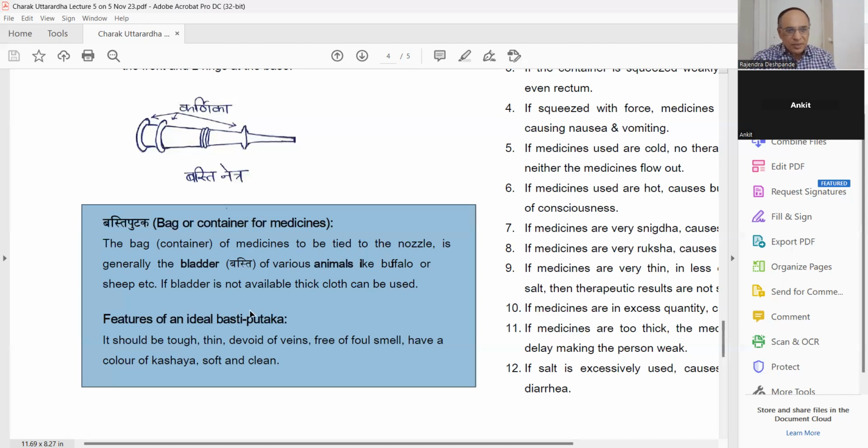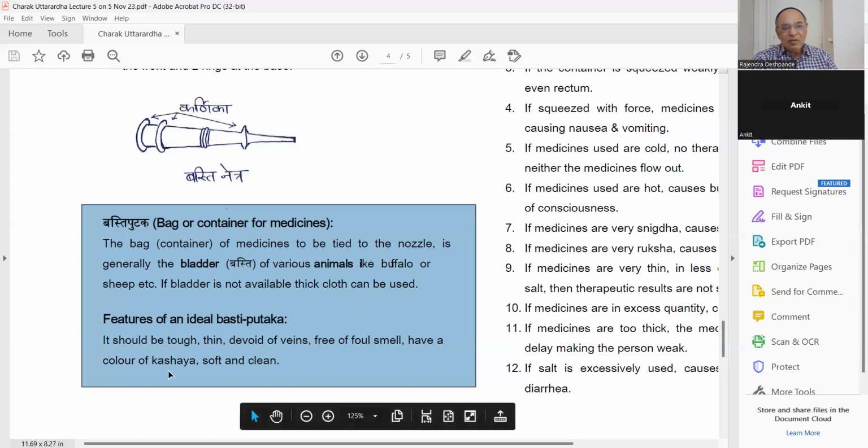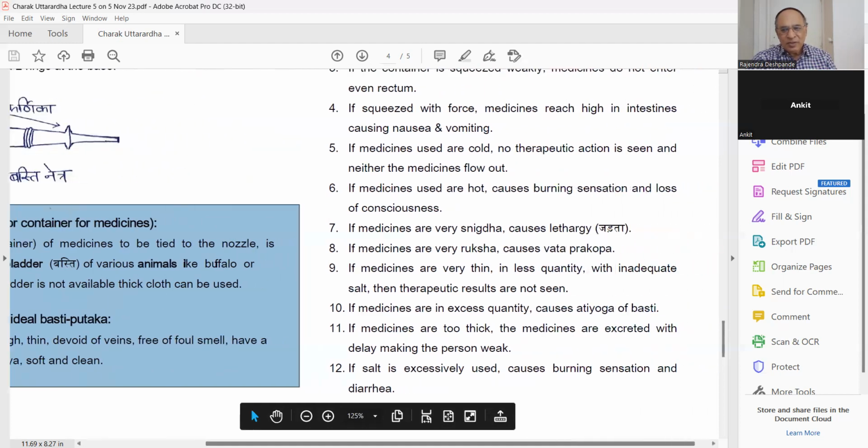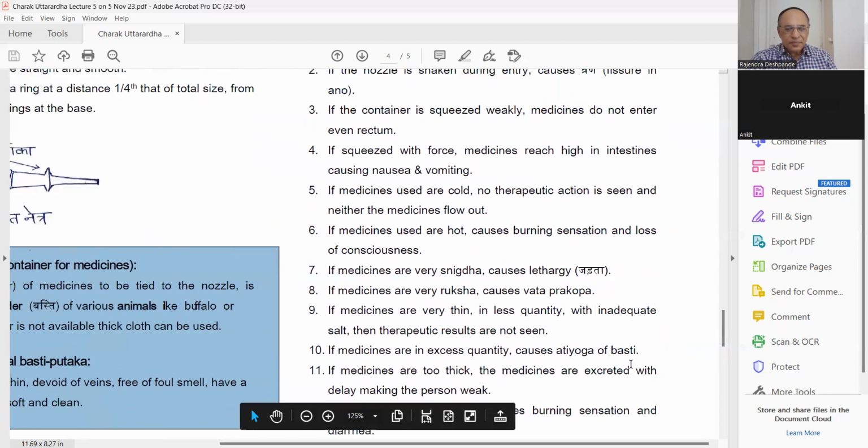Then features of ideal Basti Putaka, that is a bag, it should be tough because it should not tear. No? If we pour the liquid, if it breaks down, that is a problem. So it should be thick, tough, but thin, devoid of the veins. We are talking about the animals now. So devoid of veins, free of the foul smell, have a color of the kashaya, soft and clean. These are the ideal properties of the Basti Putaka.